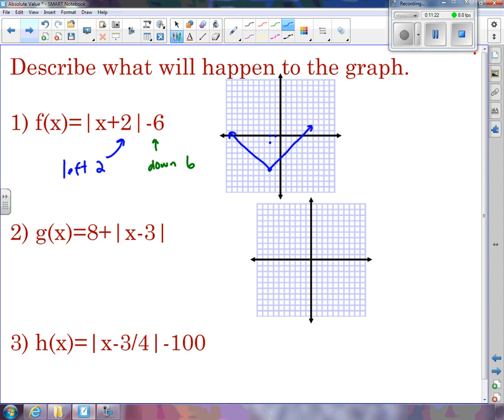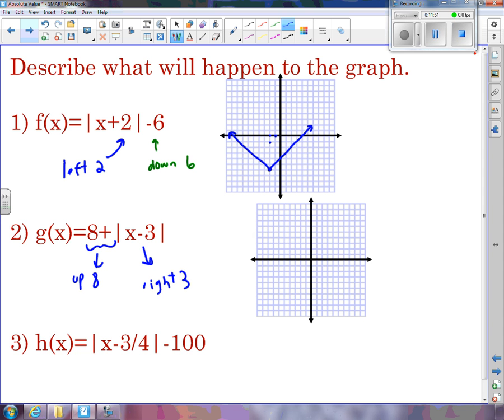So now let's try the next graph. I know that this order is a little bit different, but it's the same thing. This plus 8 is on the outside of the absolute value, so it is going to move the vertex up 8 units. And take a second and try to think about what that minus 3 will do. Because it's on the inside of the absolute value, it's going to move the graph in a horizontal direction. Because it's minus, it will move it to the right 3 units.